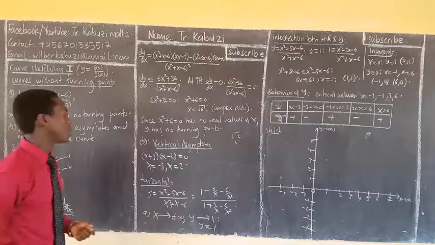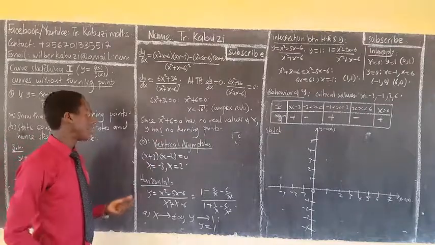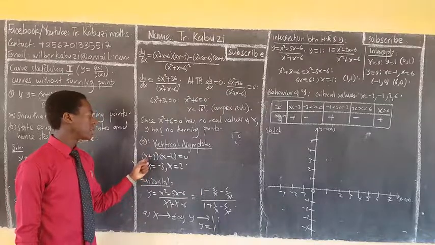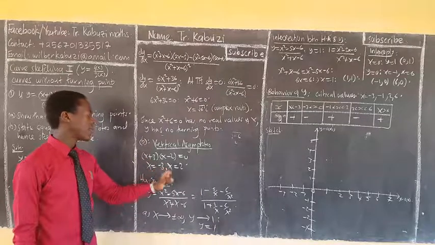Then state the equation of asymptotes. We start with the vertical. For vertical, we equate the denominator to 0. When I equate this to 0, I get 2. When I equate this to 0, I get 2.